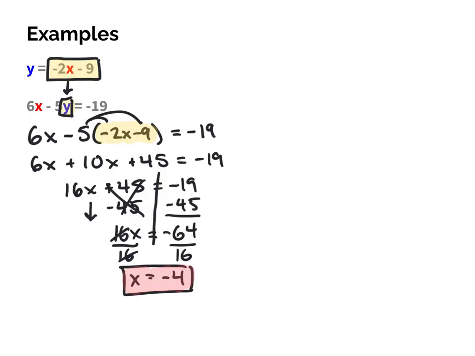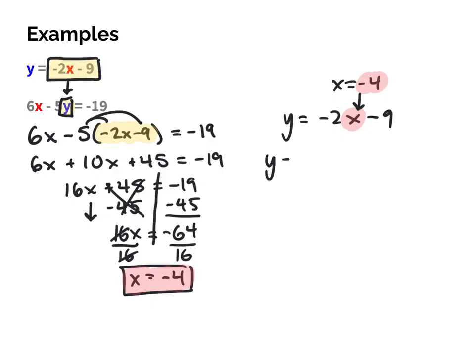Now here's the neat thing. Now that I know what x is, I can figure out what y is. Go back to my original equation. It said y equals negative 2x minus 9. Well, I now know that x is negative 4. So what I can do is take x equals negative 4 and plug that in where x goes. What I'm going to plug in is just the value, negative 4. So by doing that, here's what I would get.